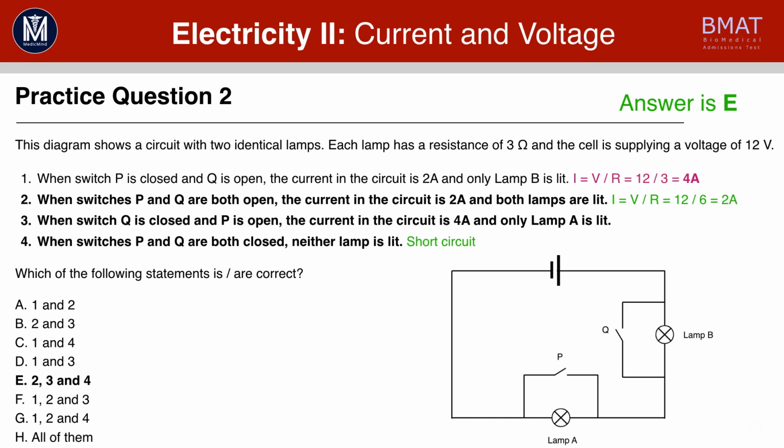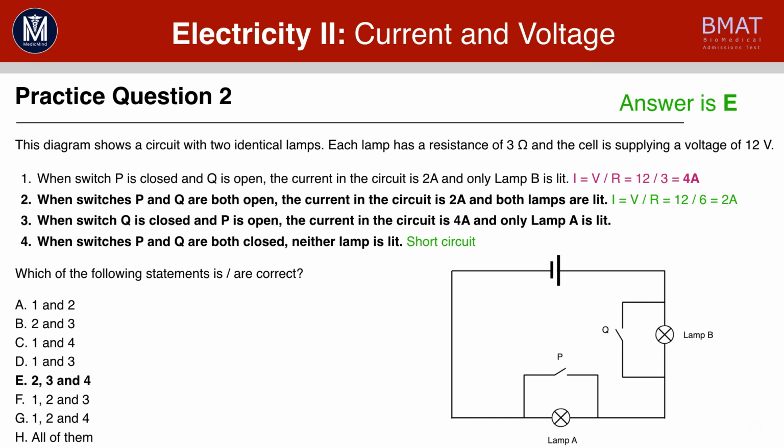Statement 1. When switch P is closed and Q is open, the current in the circuit is 2 amps and only lamp B is lit. Well, when switch P is closed, the current will bypass lamp A, so therefore only lamp B would be lit, which is correct. Q is open, so lamp B would not be bypassed. However, the current would be 4 amps, because there's only one lamp in the circuit therefore.